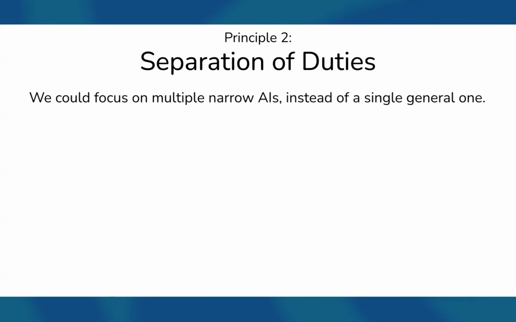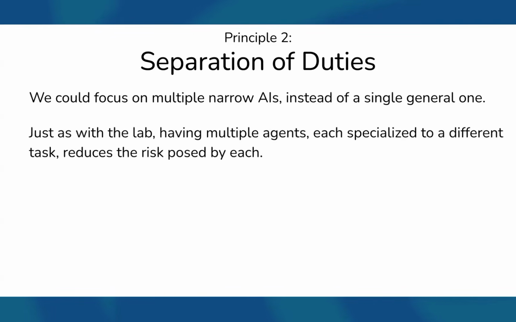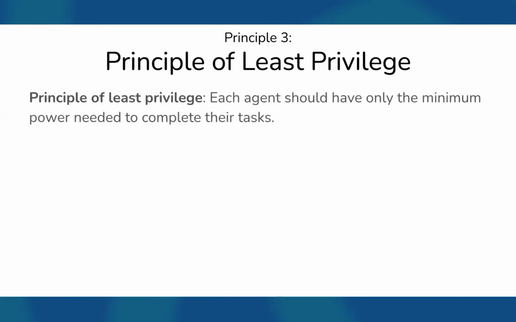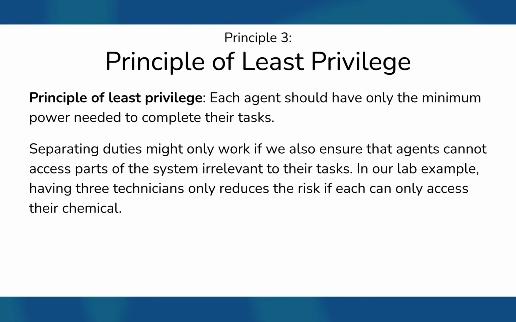So in the context of AI, an idea is that instead of having one general AI system, we could have multiple narrow AI systems. So this is called comprehensive AI services, which is an approach that views AI agents as service providing products, each tailored to a highly specific task. This is in some ways a limitation of an agent's power by giving it a specific or a delimited purview. This is related to the principle of least privilege, which is that each agent should only have the minimum power necessary to complete their task. So what's the minimum necessary power to reliably complete one's task?